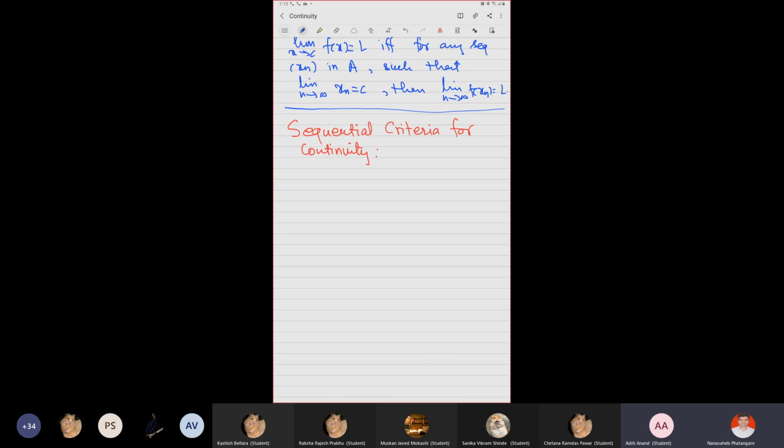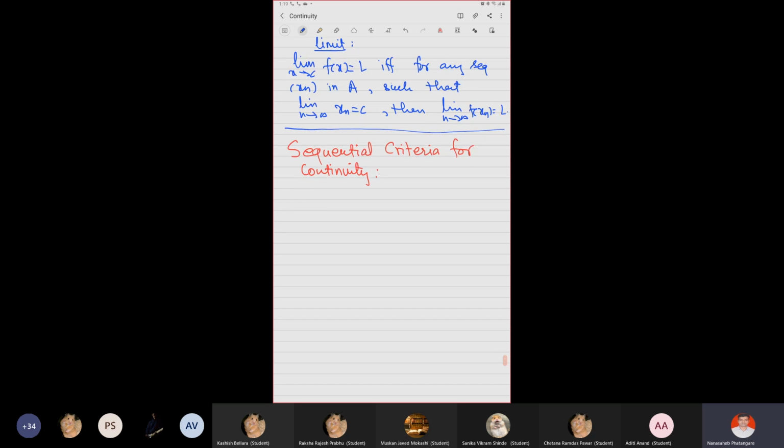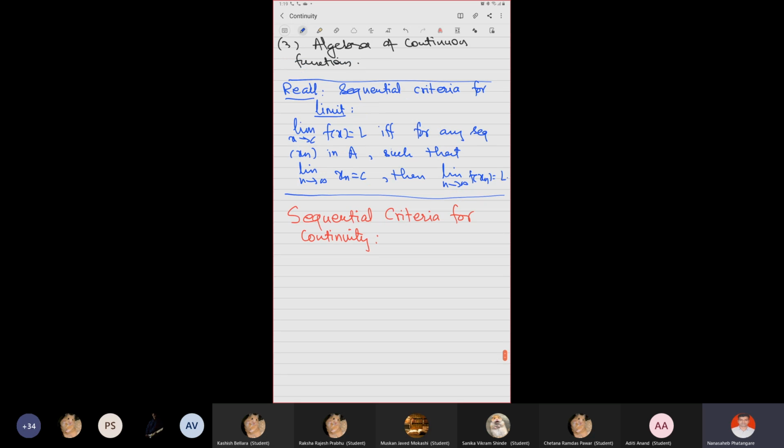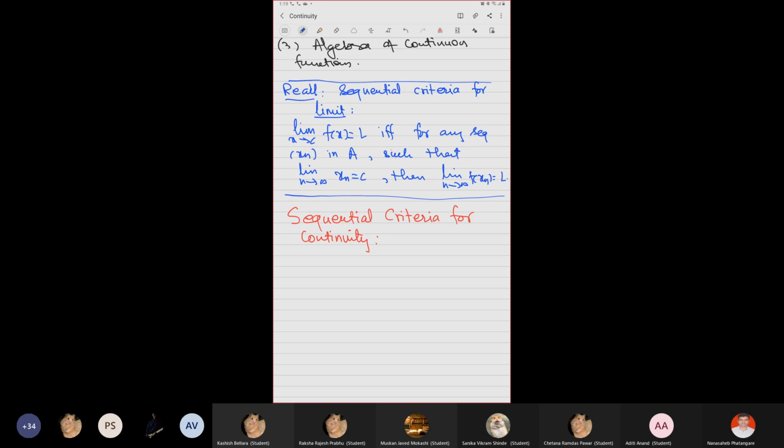Okay, so now we want to state the sequential criteria for continuity. So now you know the sequential criteria for limits. So what could be the sequential criteria for continuity? Right. So suppose f is defined on A, and c belongs to A. Then f is continuous at c if and only if... if and only if what?